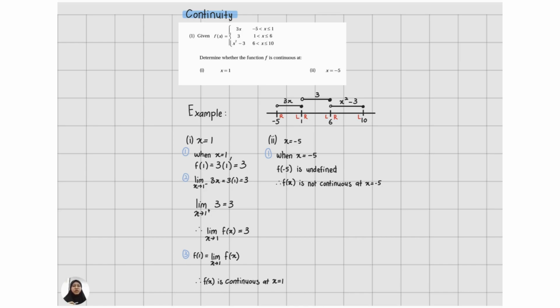Step 3, we need to check that f(1) equals the limit as x approaches 1 of f(x). So we can conclude that f(x) is continuous at x equals 1. For x equals -5, we just do the first step. When x equals -5, we put in the x value. It is undefined because there is no function at the left side. So we can conclude that f(x) is not continuous at x equals -5.